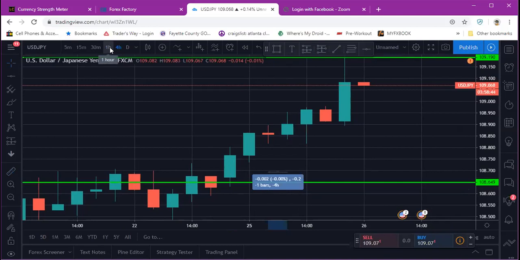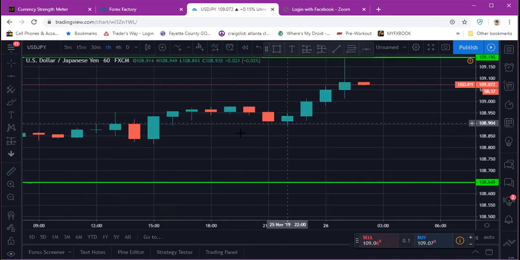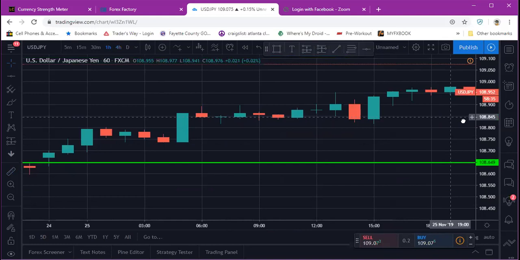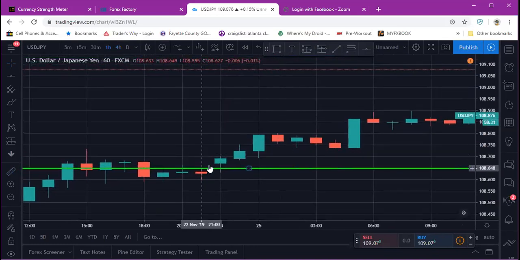Remember now, we marked it up on a 4-hour because this is the time frame I'm spending most of my time in. But I jump down to an hour, and we're going to see where our entry is. So here's where we're at.